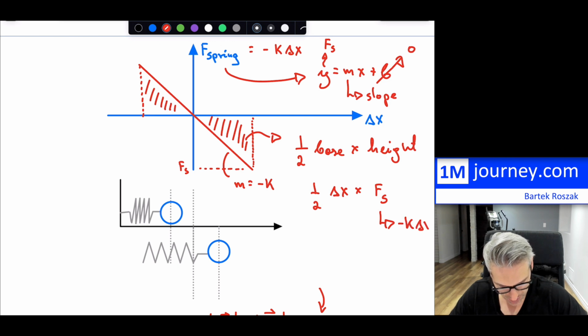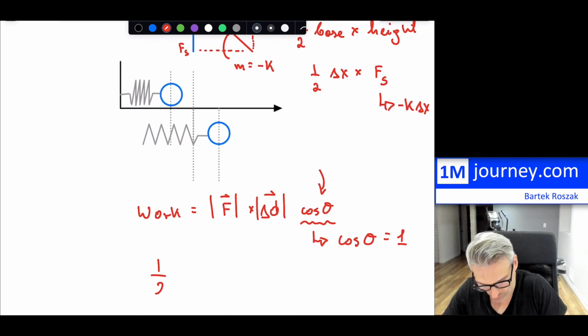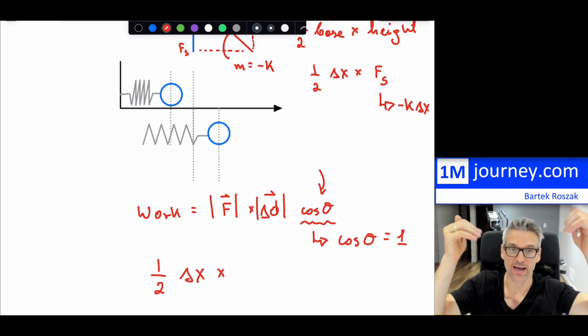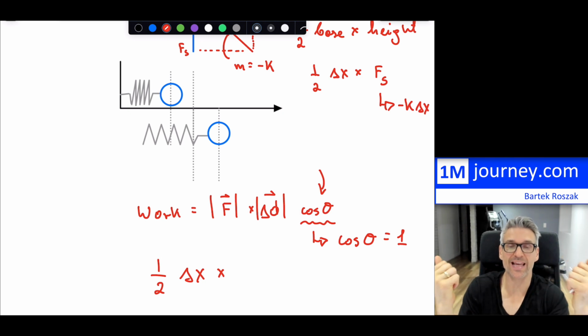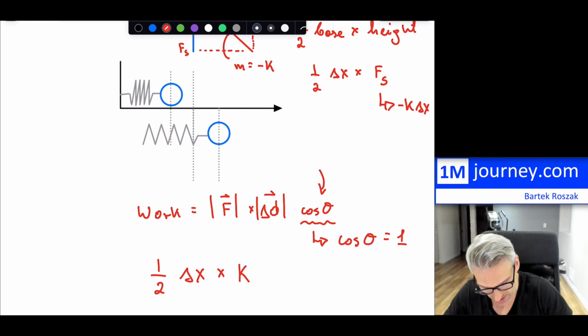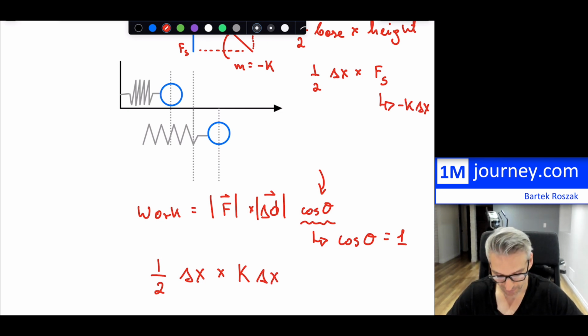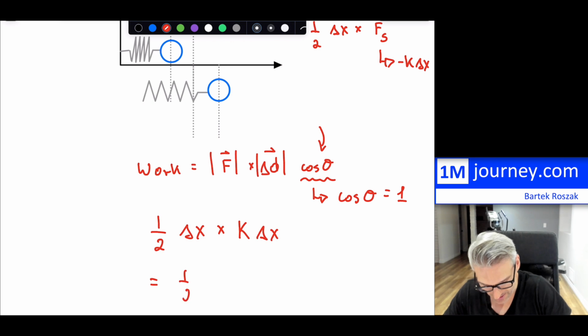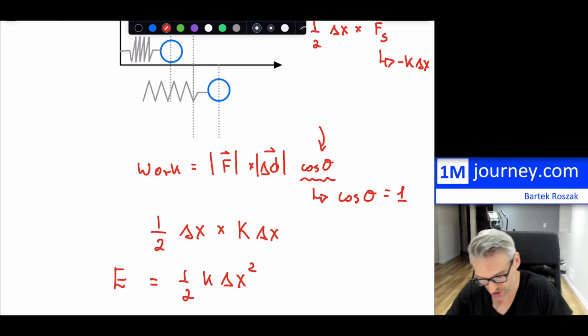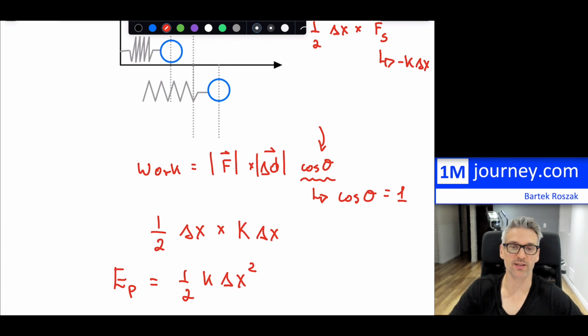negative k times delta x, and notice what happens. What you will have is 1/2 multiplied by, and that negative, again, I'm just going to drop it because the negative just tells us if it is stored or not in terms of energy. So this would have been times k delta x, from Hooke's law right here. And if you simplify this, this indeed becomes our amount of elastic energy, so you can put E or a little p for potential, which is where our equation is coming from.